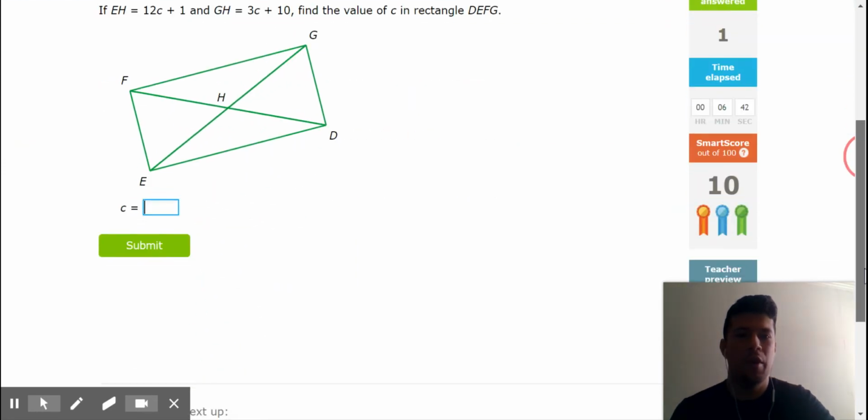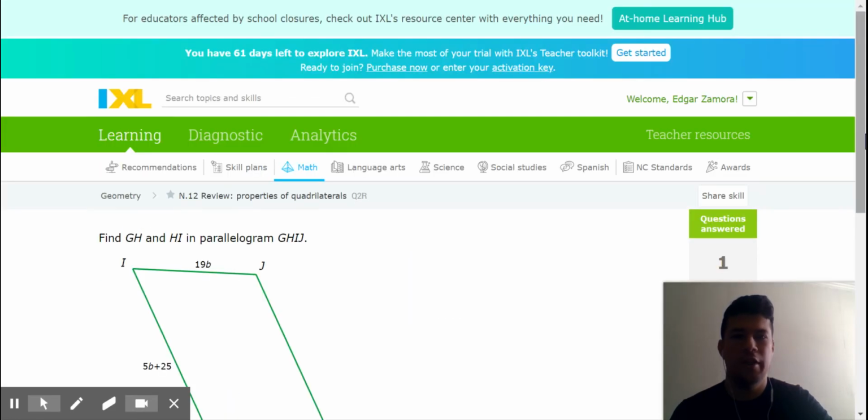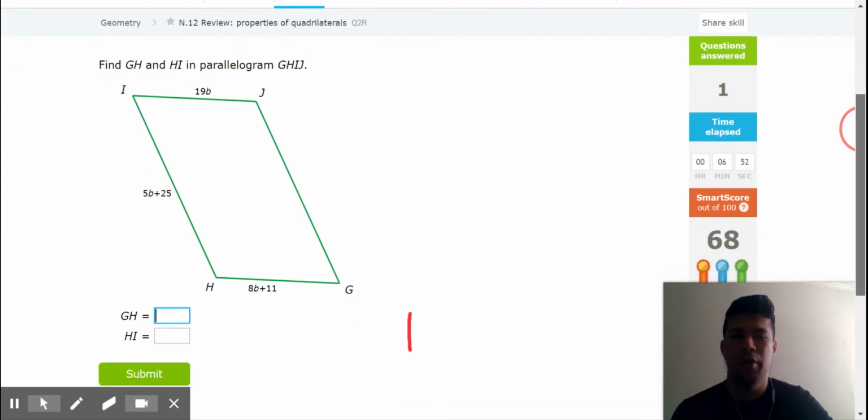All right. What I'm going to do with this video instead is jump levels. You guys have probably noticed that it gets a little tougher. So here's our next level, where you have a smart score of around 68. If we have this parallelogram, it wants us to find segment GH and HI. So it's asking us two questions.